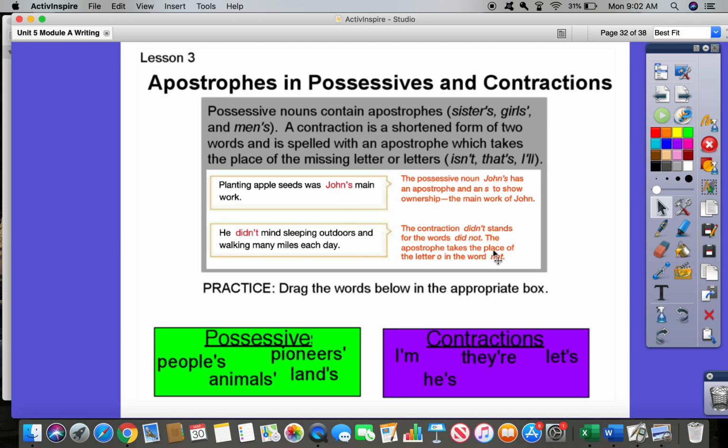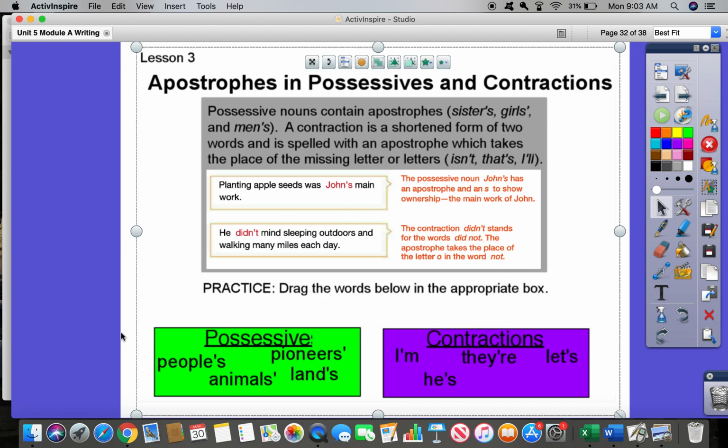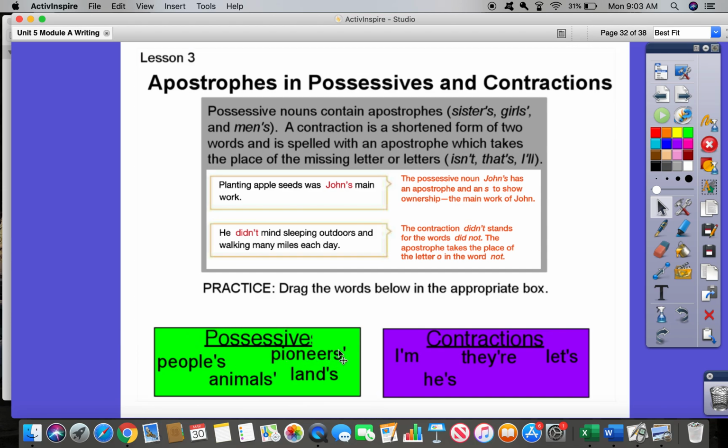Okay. So if we were to complete this activity, you would see that these are the possessive uses of the apostrophes. So people's, apostrophe S. Animals', the apostrophe comes after. Pioneers', the apostrophe comes after. And land's. And then these are the contractions, so the shortened form of two words. I'm for I am, they're for they are, let's for let us, and he's for he is.